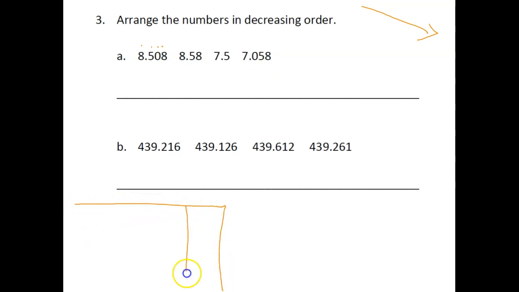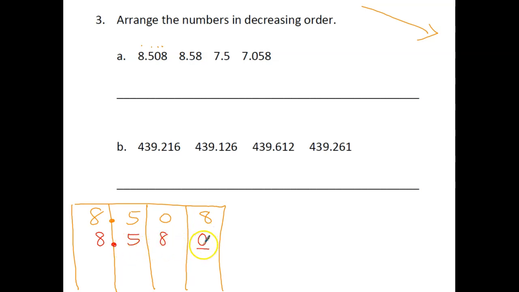It has to have 4 digits or 4 place value slots so I can put the 4 digits in the number. There we go. I know that my ones place is going to be first. Let's write that number in. 8 and 508 thousandths. And I have 8 and 58 hundredths. I'm going to add my 0 in to make that 580 thousandths. Then I have 7 and 5 tenths, which is also equal to 7 and 500 thousandths. Finally, I have 7 and 58 thousandths.